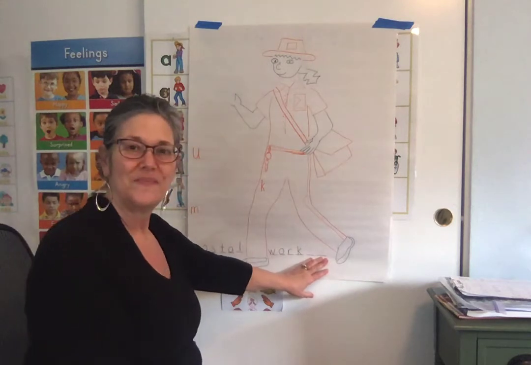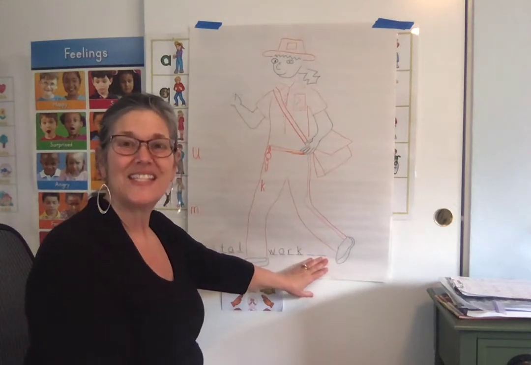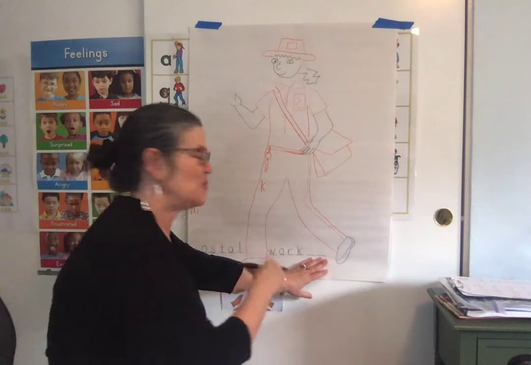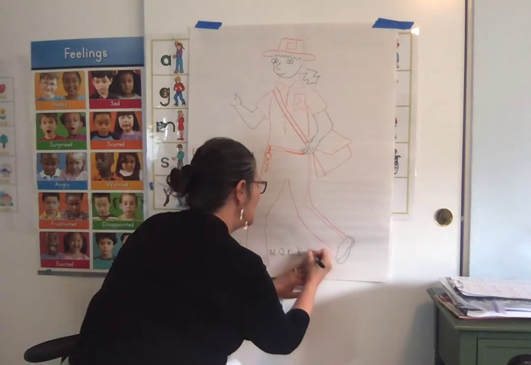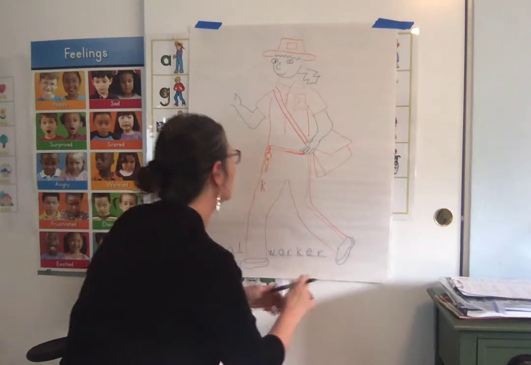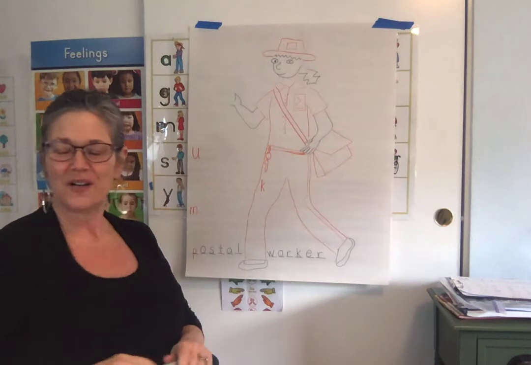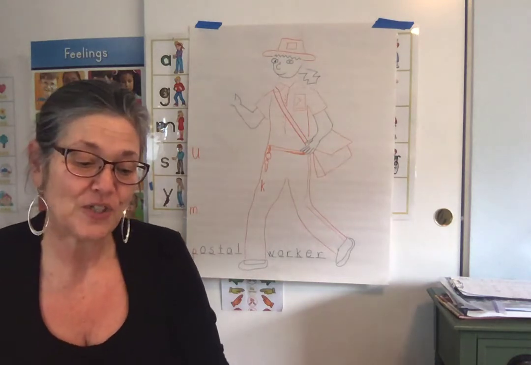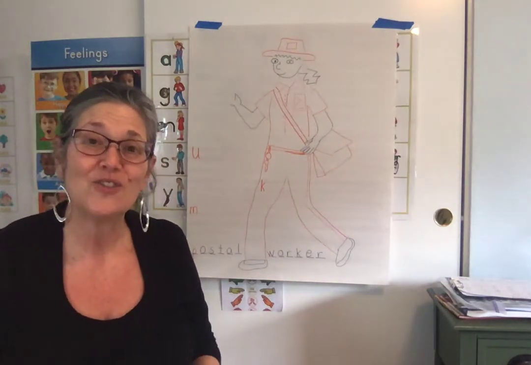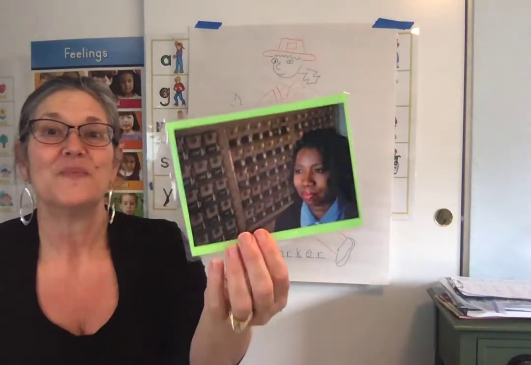Er. This er is an E-R. We're going to take up two spaces with E-R. E and an R. Did you notice I already have some color on my postal worker? Yeah, I do. But first, let's look at some pictures of postal workers.